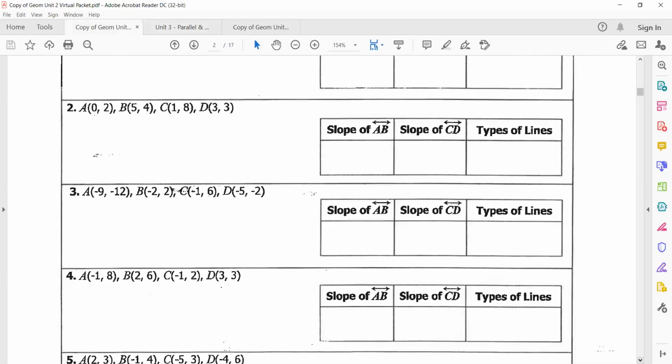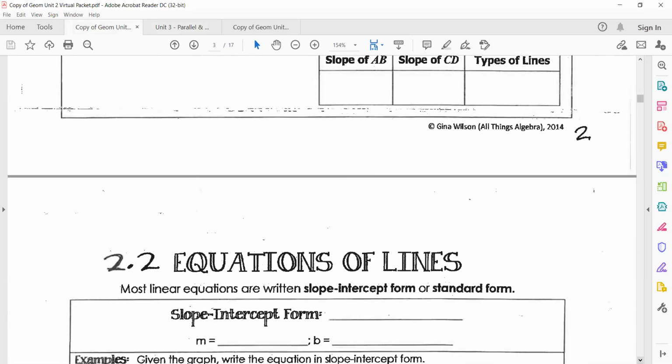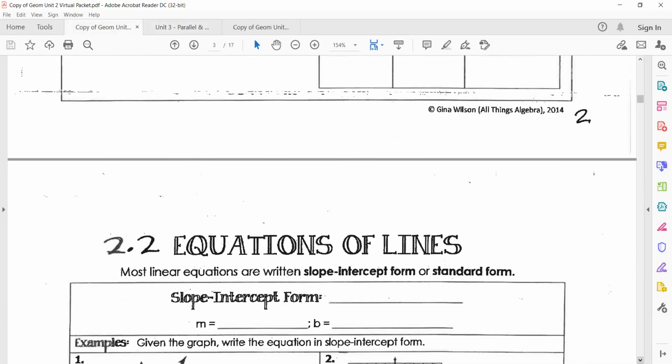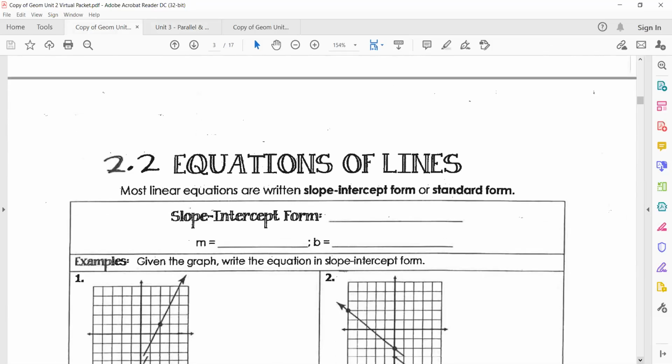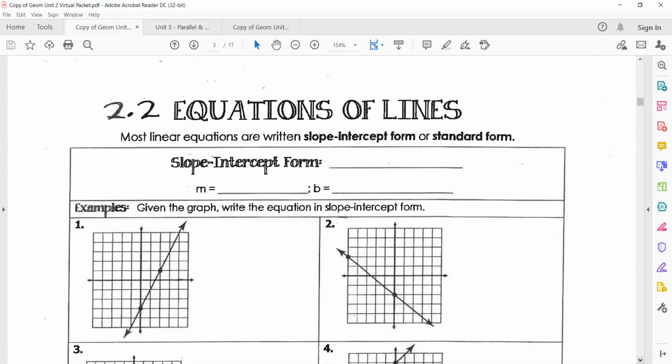All those calculations are like that. So there's plenty on there to practice from. And the next section gets into the types of normal equations we have when we're talking about graphing.